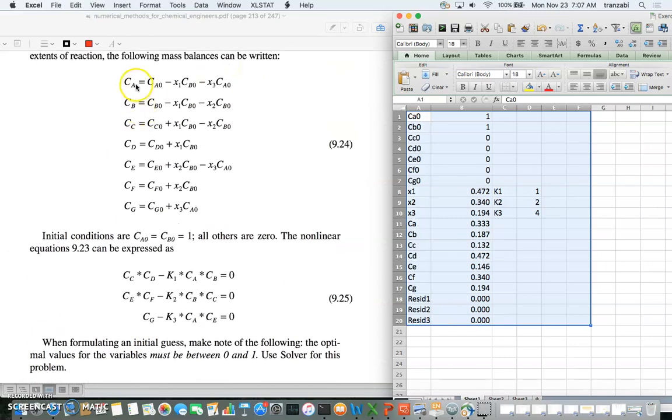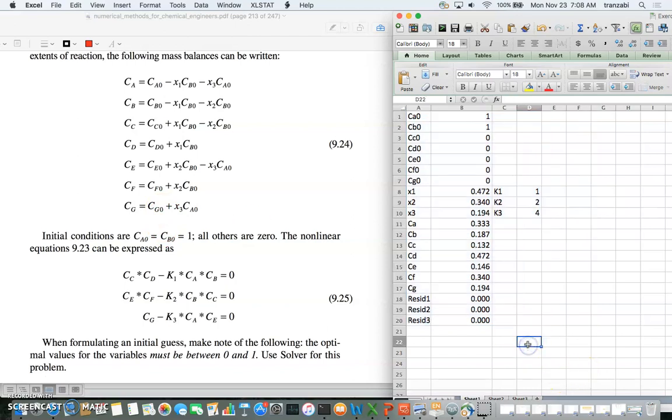Okay, so what we're going to do is plug in the CA through CG, all of them, into here. So at the end of the day, we're going to get equations in terms of x1 through x3 and CA naught through CG naught. So there's no more CA through CG. Everything should be either x1 through x3 or CA naught to CG naught. And I'm going to solve for x1 through x3 using the solver.